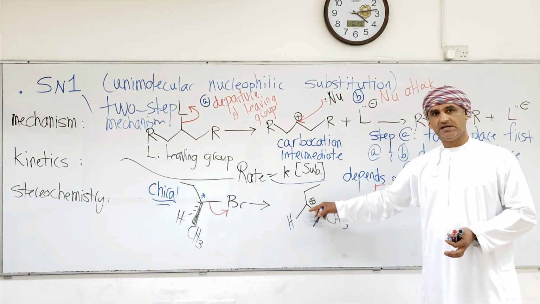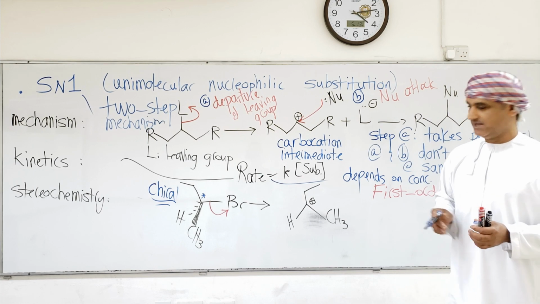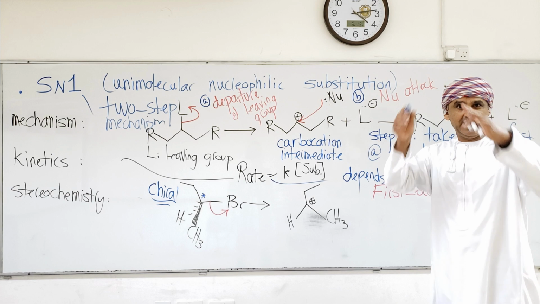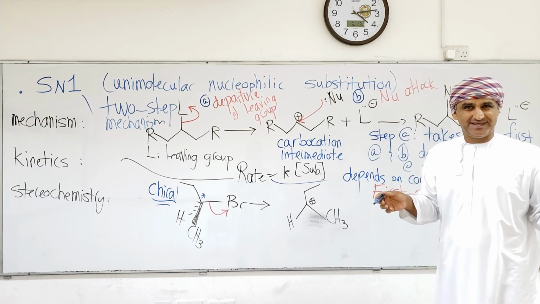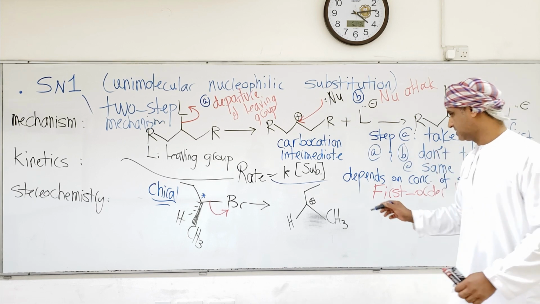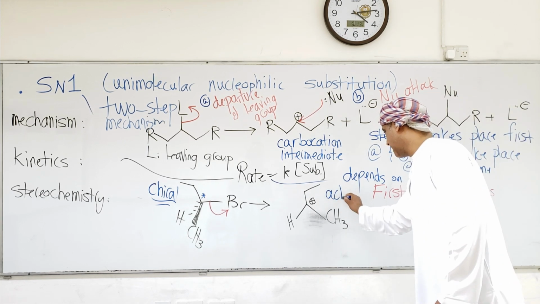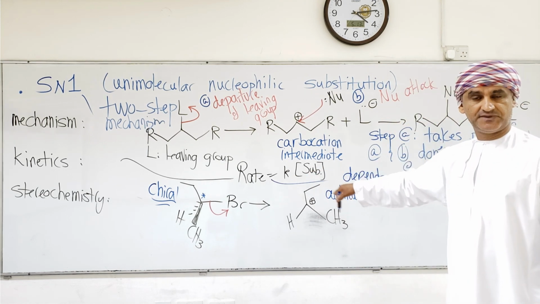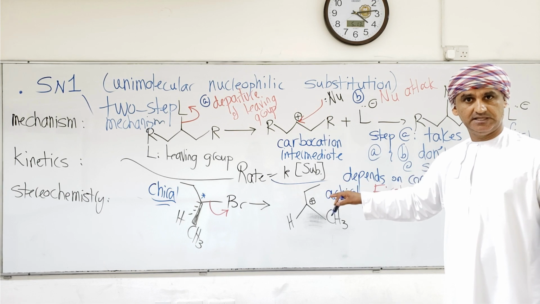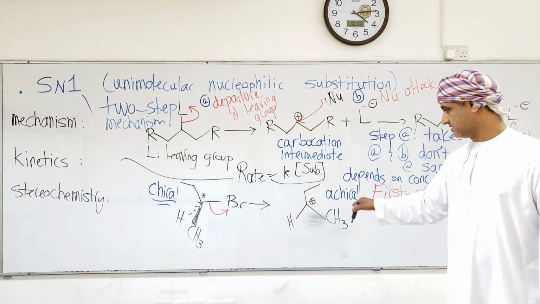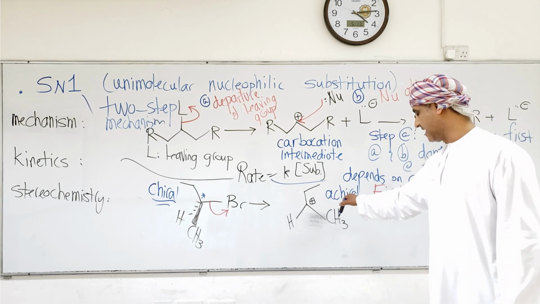Well, this carbon is no longer a tetrahedral center. This carbon is a trigonal planar center. And trigonal planar centers are planar in shape. They are not tetrahedral to start with, and therefore they are not chiral. So this is achiral. Chirality is lost in this first step of the SN1 mechanism, in this departure of the leaving group step. This carbocation intermediate is achiral.